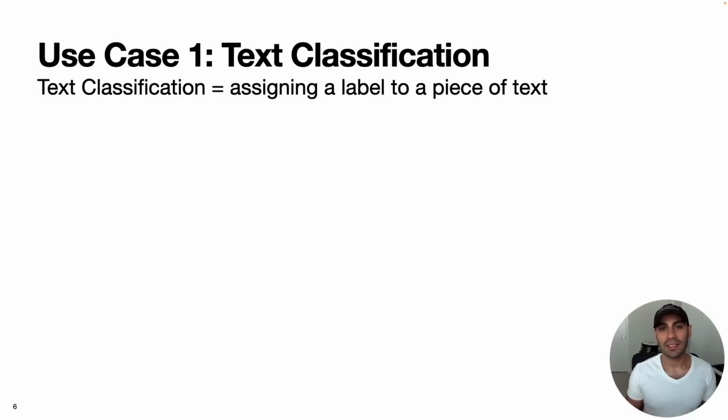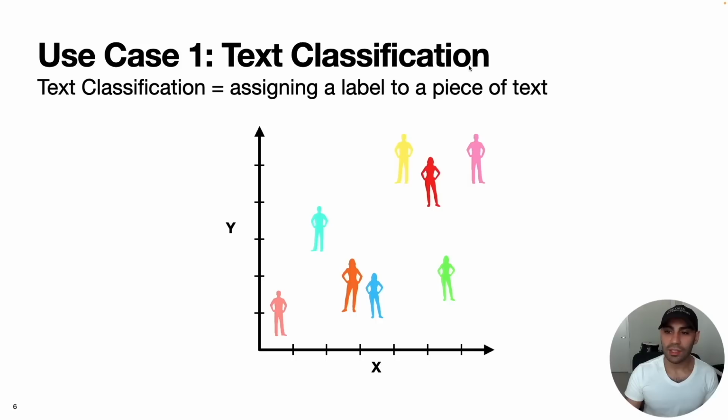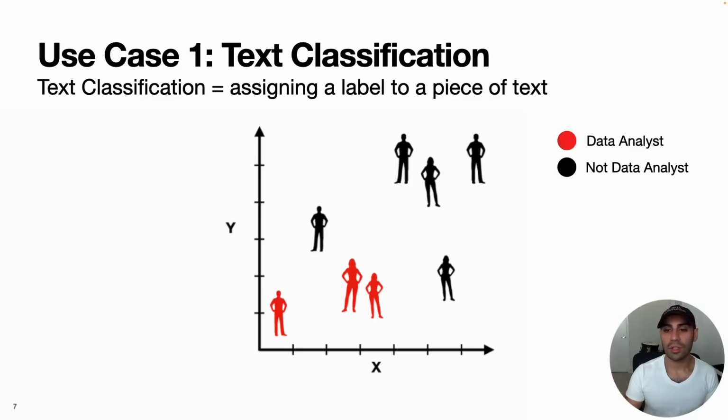Now that we have a basic understanding of what text embeddings are and why we should care about them, let's see how we can use them for a practical use case. The first use case I'm going to talk about is text classification, which is the process of assigning a label to a piece of text. For example, if we were to take all the people from our networking event and their associated job descriptions, a classification task could be trying to determine which people are data analysts and which people are not data analysts based on their respective job descriptions.